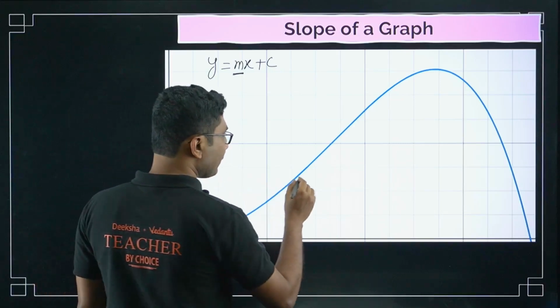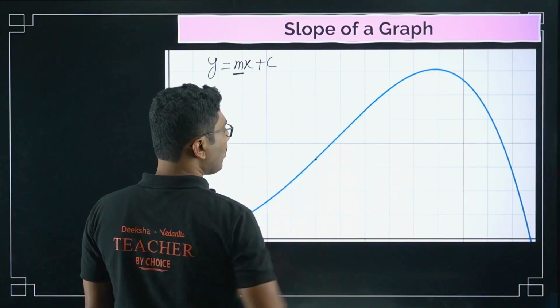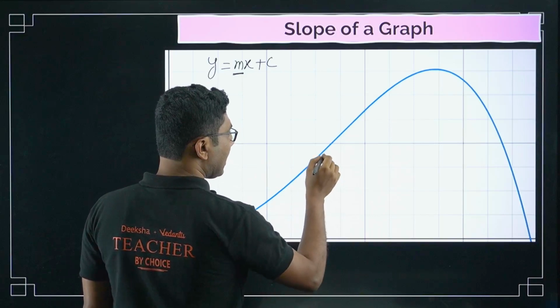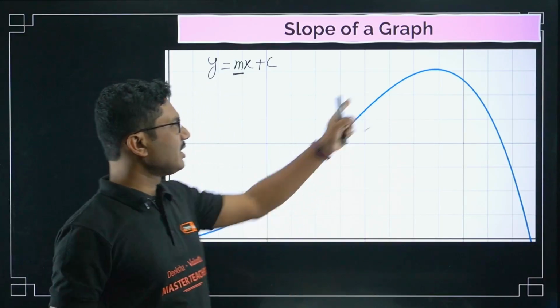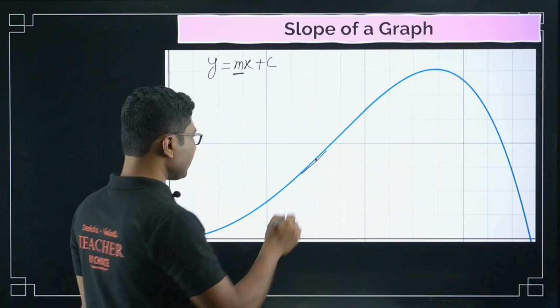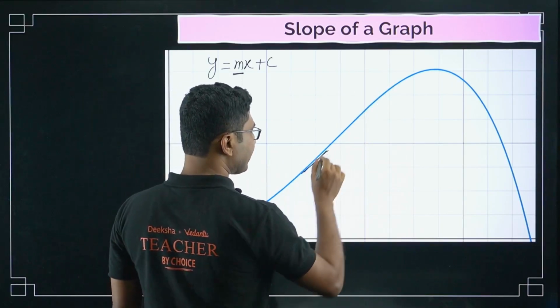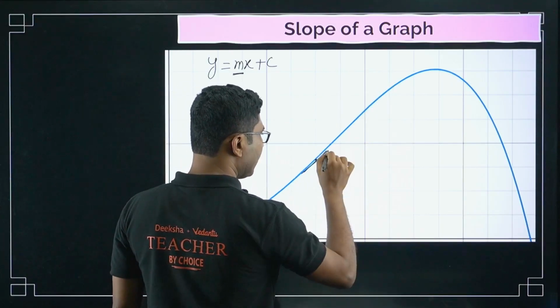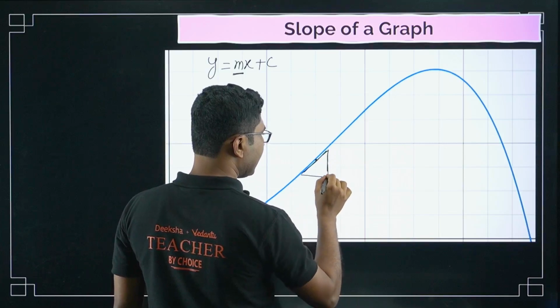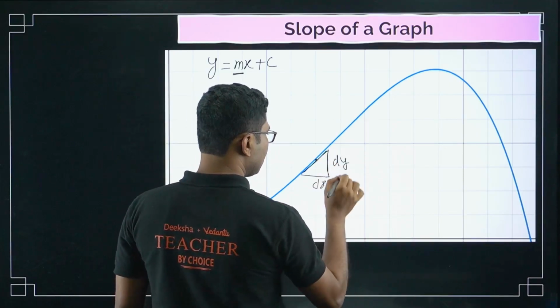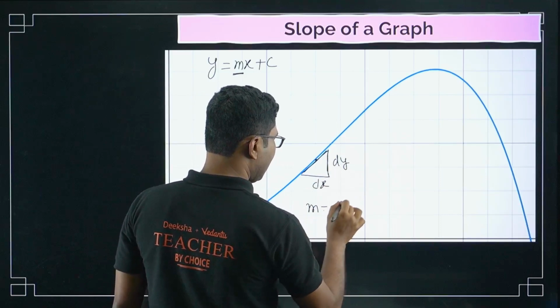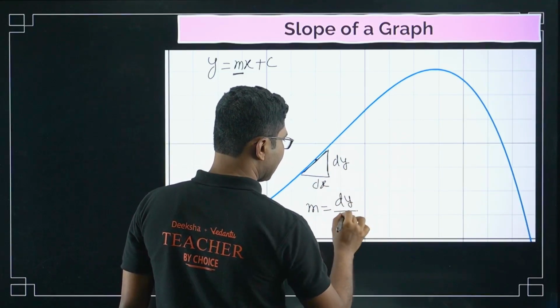For example, if you try to find the slope over here, what you have to do? First of all, you have to draw a tangent. In this portion, it's almost a straight line, so you draw a tangent, then take a small dy and the corresponding dx. So this is dy, this is dx. So slope is basically given by dy by dx.